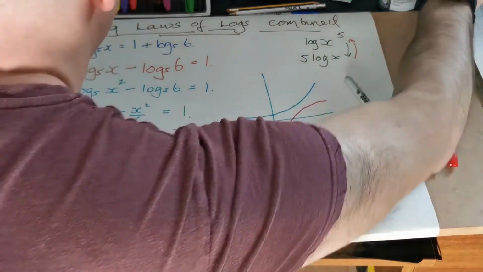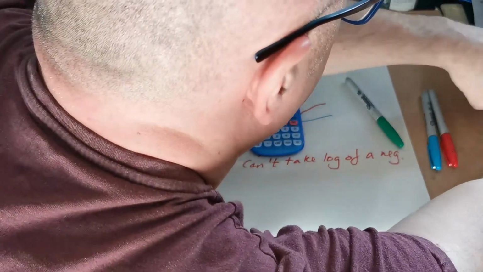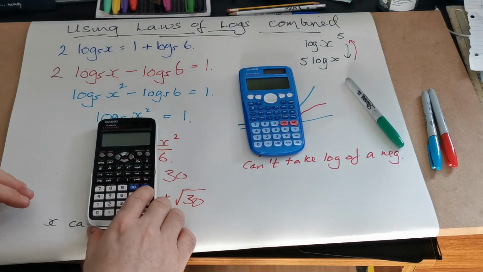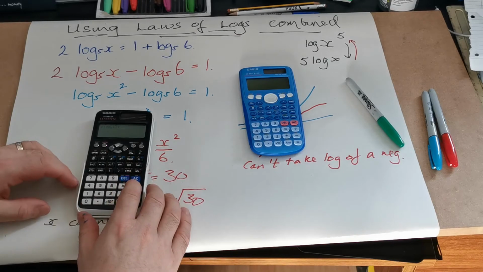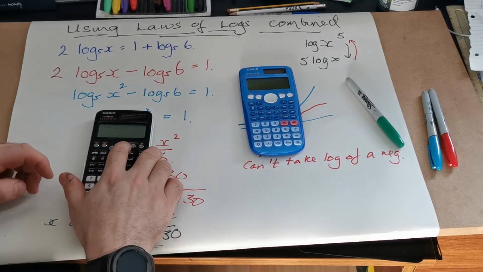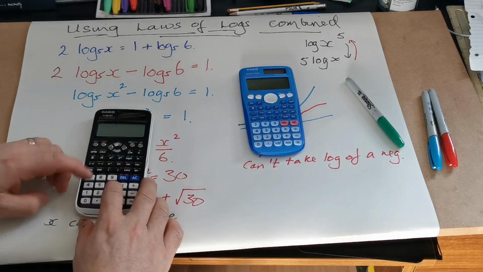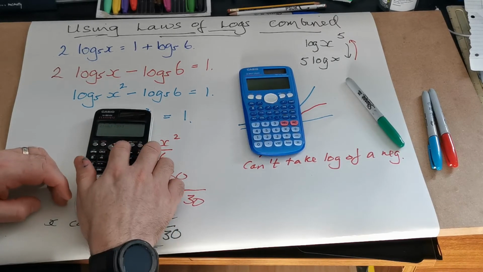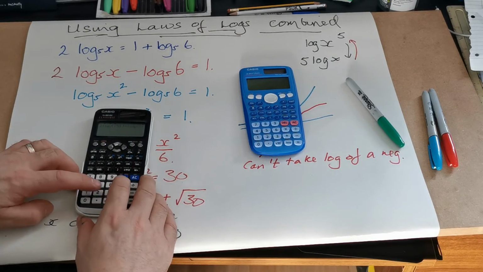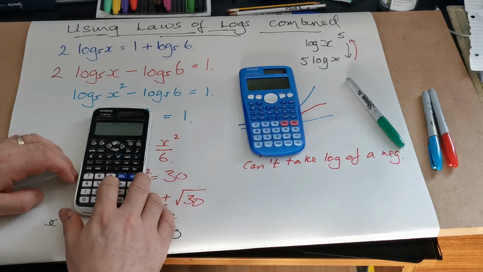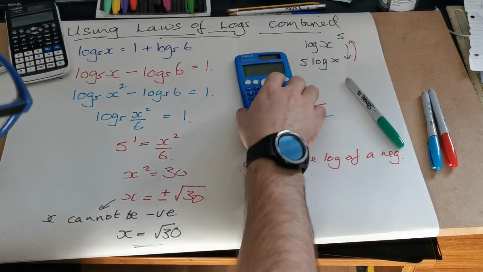So let's get my calculator. So I've got 2 log to the base 5 of root 30 minus log to the base 5 of 6 equals 1. So that's the correct answer.